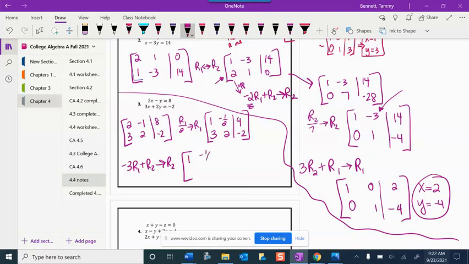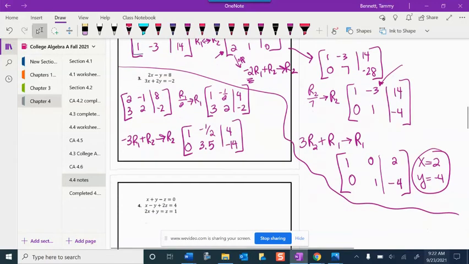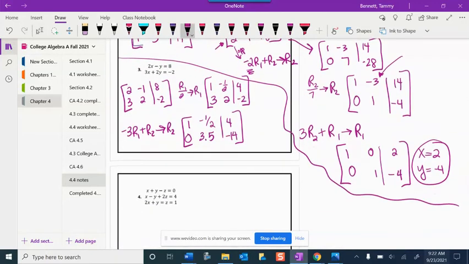So 1, -1/2, and 4. One times -3 is -3 plus 3, I get 0. All right, you need a calculator now. So you're taking -1/2, so -0.5 times -3, and then add 2 to that, and I get 3.5. 4 times -3 is -12, plus -2 is -14. Now I need to make that 3.5 a 1, so I'm going to take row 2 divided by 3.5 becomes row 2.